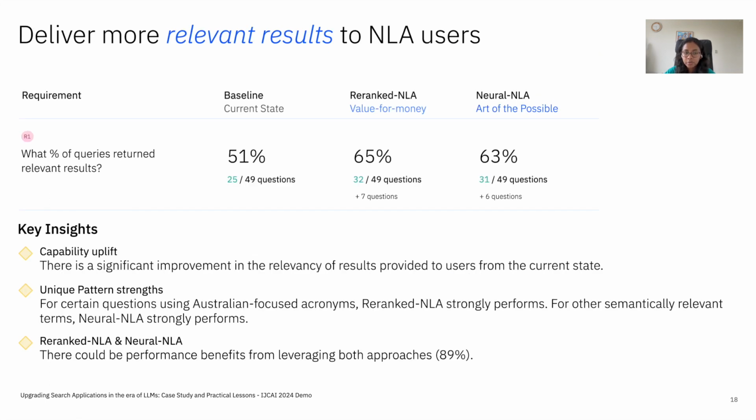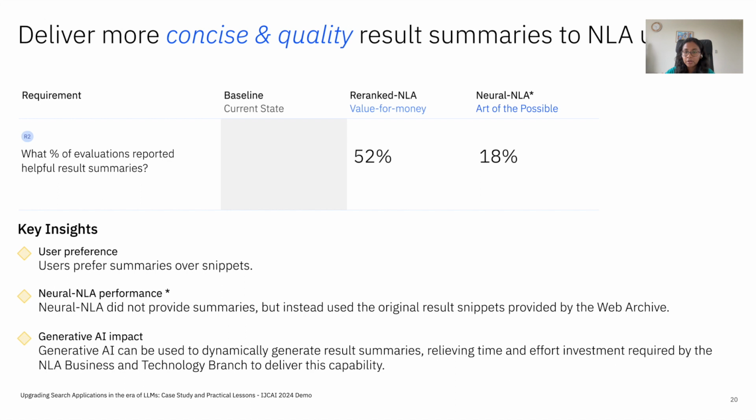What was the percentage of queries returned relevant in the baseline versus our two approaches? In re-ranked NLA, we were able to answer 65% of the questions. In neural NLA, we were able to answer 63% of the questions. What was the percentage of evaluations reported to have helpful result summaries? In re-ranked NLA, 52% of the users found them to be useful. With neural NLA, 18% found the snippets to be useful. So this indicates that users prefer summaries over snippets, and the LLM-generated summaries were useful.